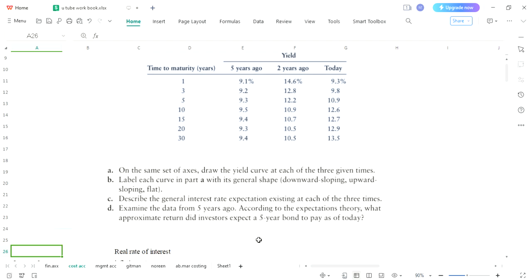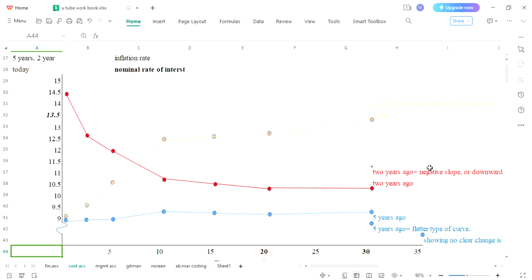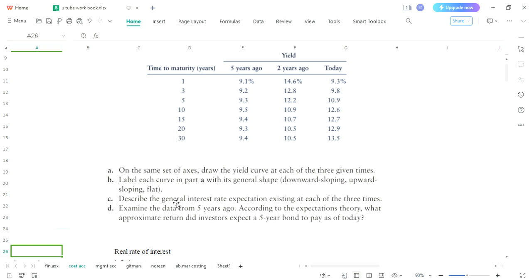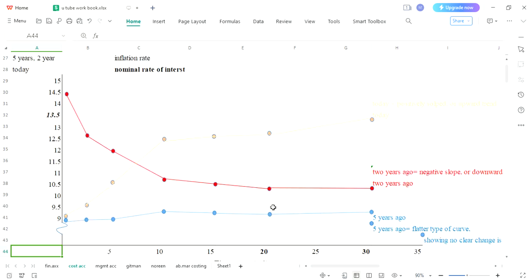So guys, we have completed our requirement B, where we were asked to make the shape of the curve look downward sloping, upward sloping or flat. We have clearly mentioned that 2 years ago was having negatively sloped or downward slope. Today was having positively sloped or upward. 5 years ago was having flatter type, neither up nor down. This was mentioned over here. C, describe the general interest expectation existing at each time, and we have noted it down as well over here.